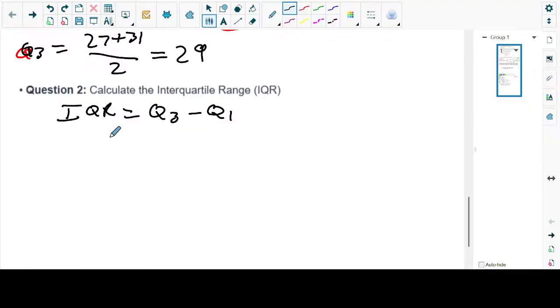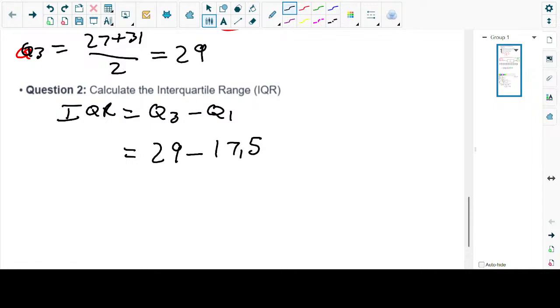Okay. Let's remove Q2. And then we are going to have Q3. We found our Q3 as 29 minus 17,5. Do you want to test my calculator? Okay, let's try it.